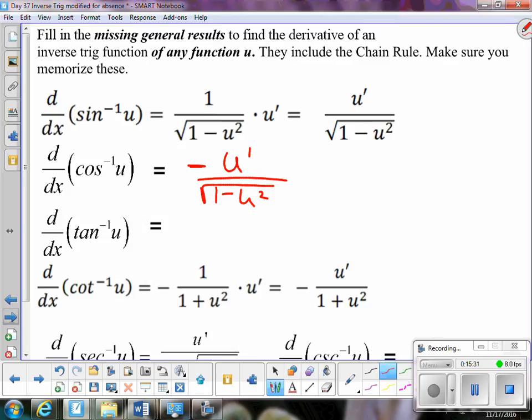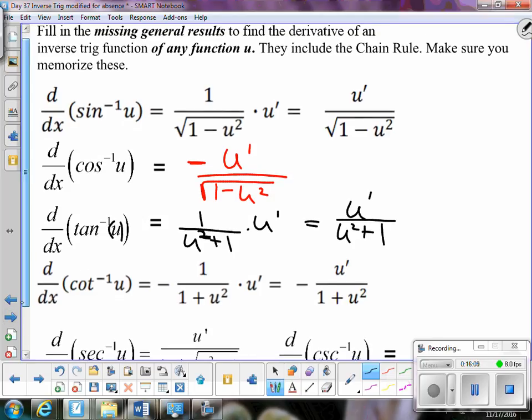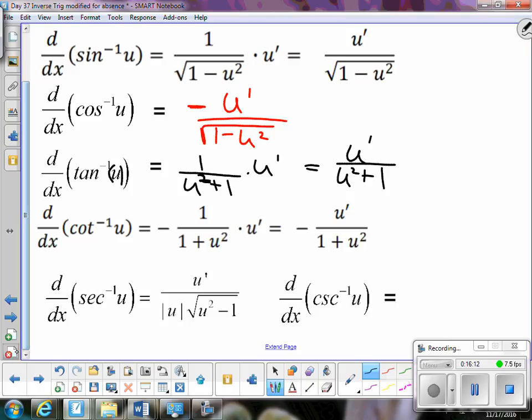Derivative of inverse tan of u. Well, just apply the chain rule. If you remember, the derivative of inverse tan of x was 1 over x squared plus 1. So the derivative of inverse tan of u is 1 over u squared plus 1, or 1 plus u squared, whatever you like. But we have to multiply by u prime, which we can then put in the numerator. And so the derivative of inverse tan of u is u prime over u squared plus 1. Derivative of inverse cotan of u, same thing, but it's just negative.